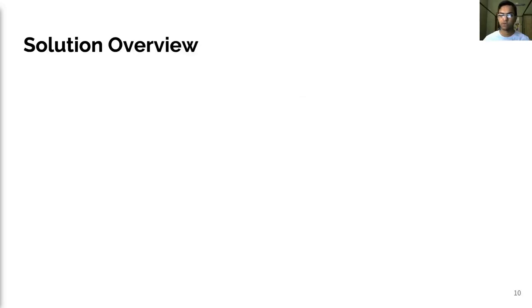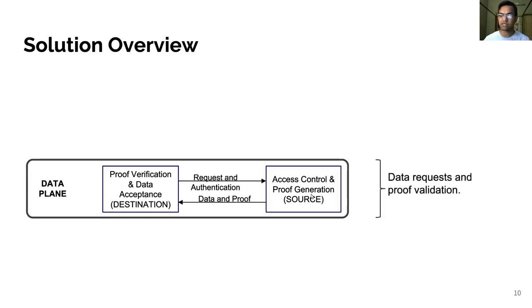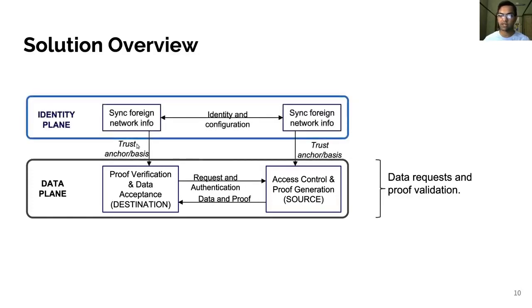Coming to the overview of our solution, we considered the interoperation functionalities of verifiable data transfer with the proofs and attestations in a separate plane called the data plane. So this data plane is concerned with the data requests and proof validation. And then we separate out all the identity management functionalities in a different plane called the identity plane, which is concerned with the exchange and configuration of identity among different networks.